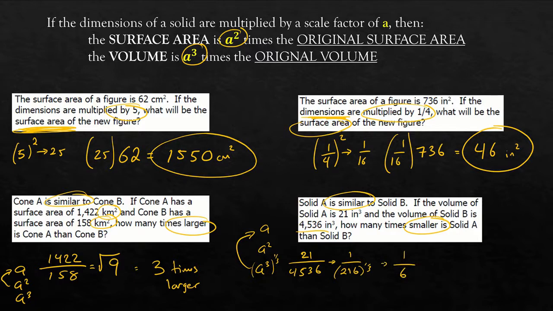Now, we can say that it's 1/6 smaller, right? Or it kind of just depends on how you're reading it, right? So we can say it's 1/6 the size of solid B, or we can also say it is 6 times smaller. It kind of just depends on how you read it, but understand that they both mean the same thing.